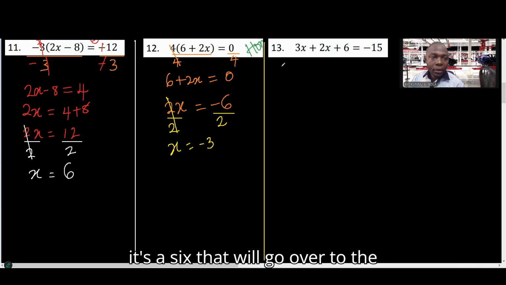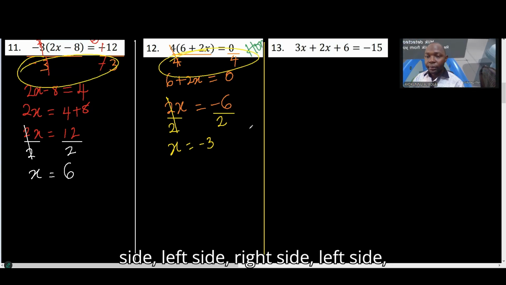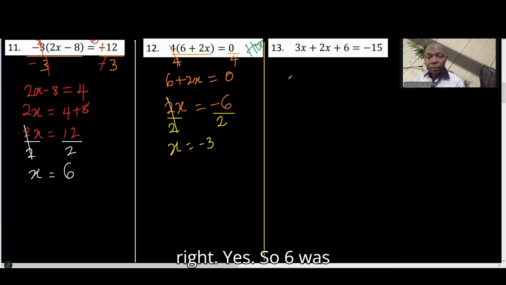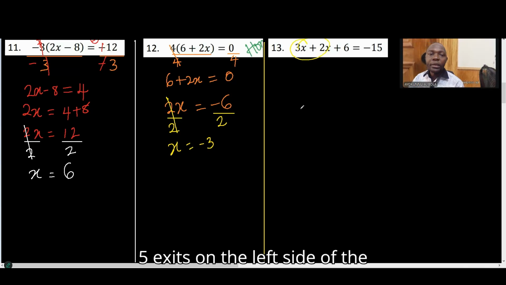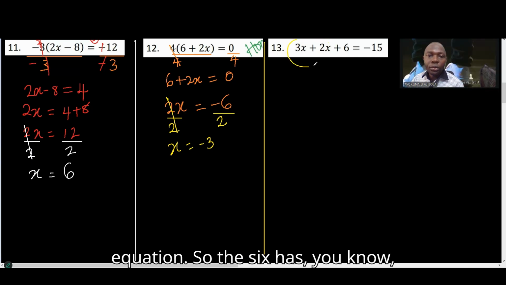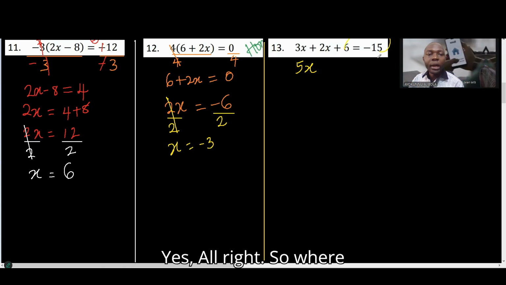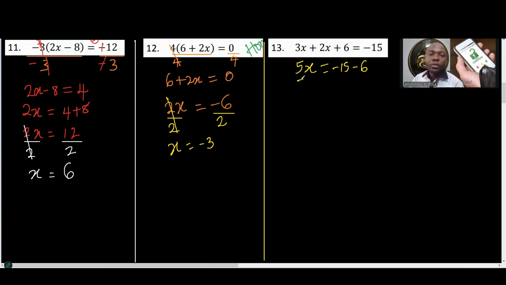Now, the next one, I cannot divide anything this time around. The first step, I divided, right? Yes. But here, I cannot divide because there's no bracket. There's nothing outside any bracket. But I can simply add this together. 3x plus 2x is 5x. Then 6 is going to go out because it doesn't have any x. So negative 15 is outside, then negative 6. So 5x equal to negative 21.